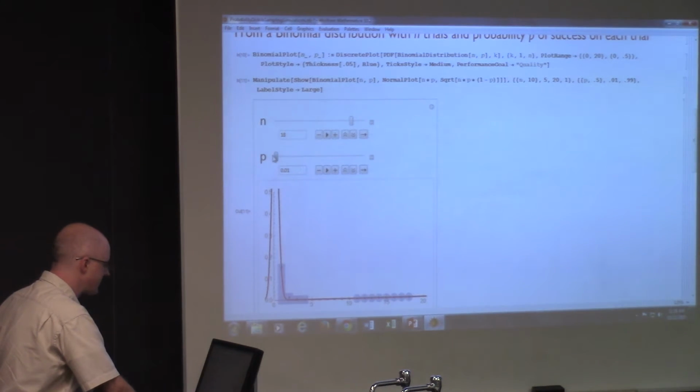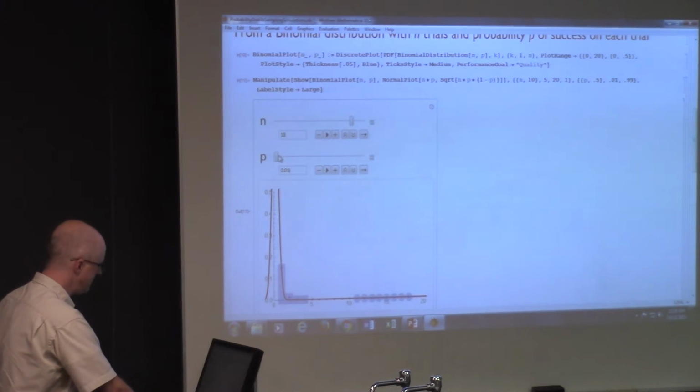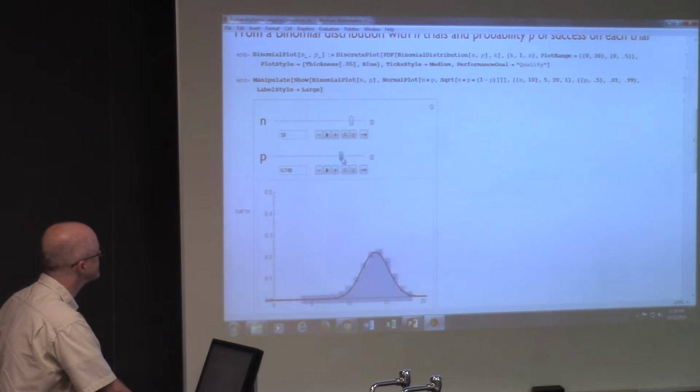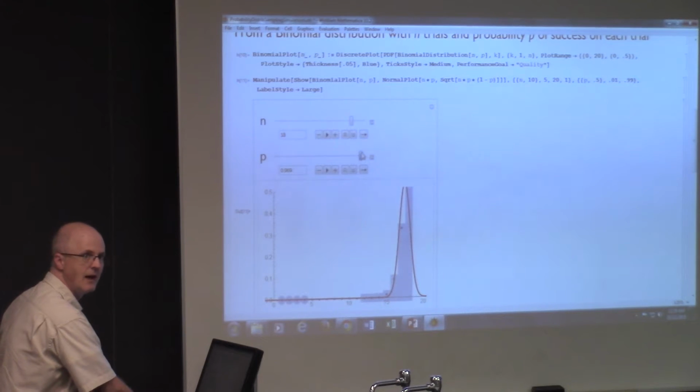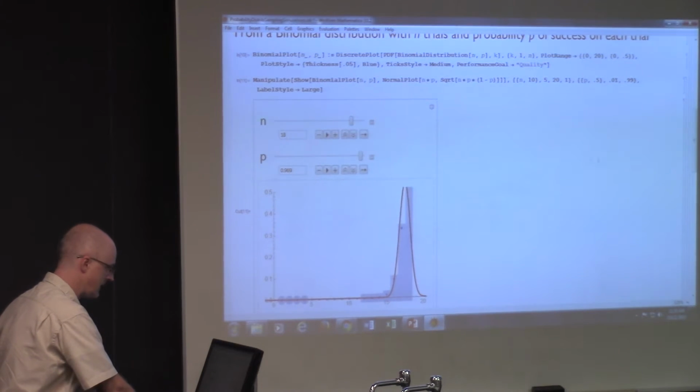So binomials are not always symmetric. Sometimes they can be very skewed. When P is very small, the probability of success is small, it's a right skew. When P is large, close to 1, it's a left skewed distribution. And the normal curve doesn't work as well as you might hope in that case.